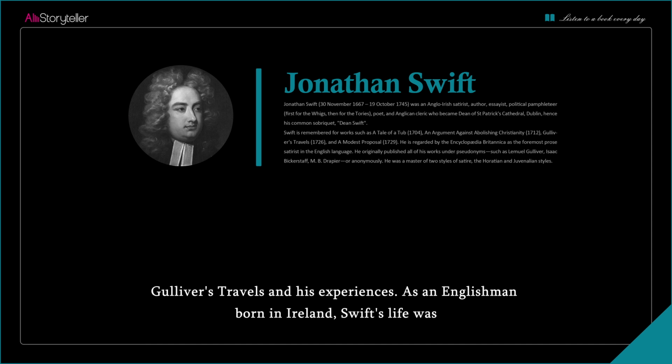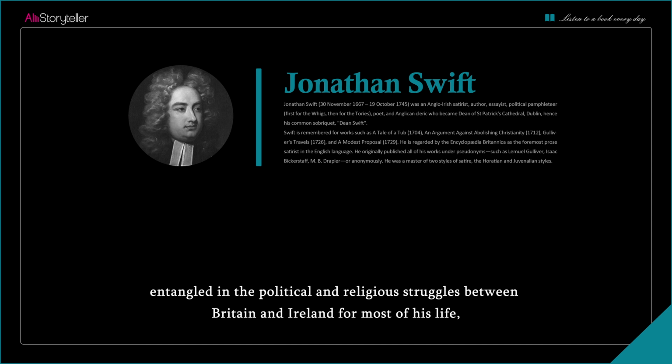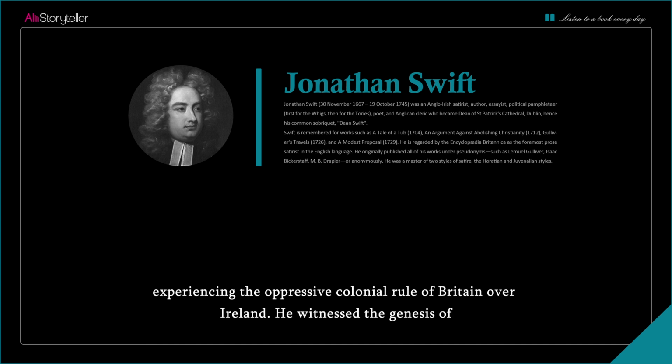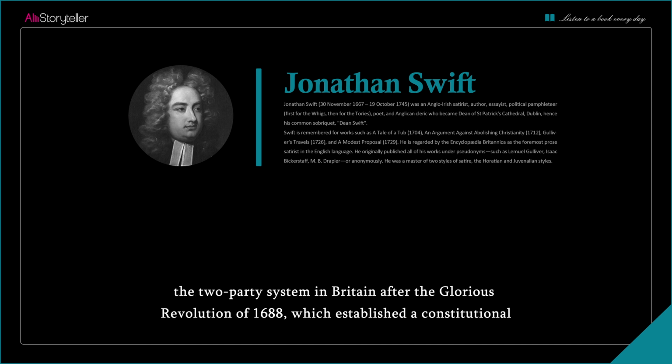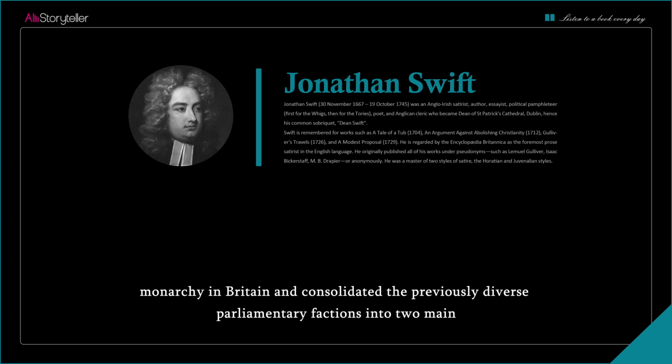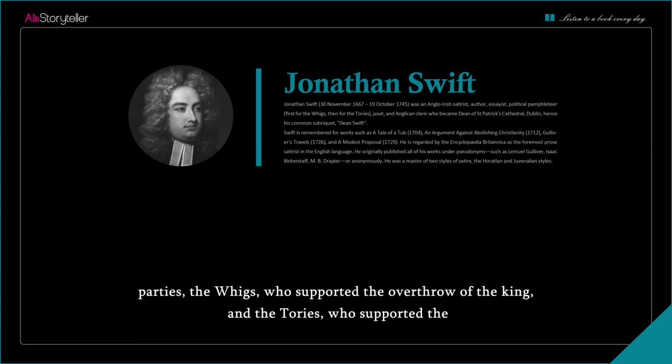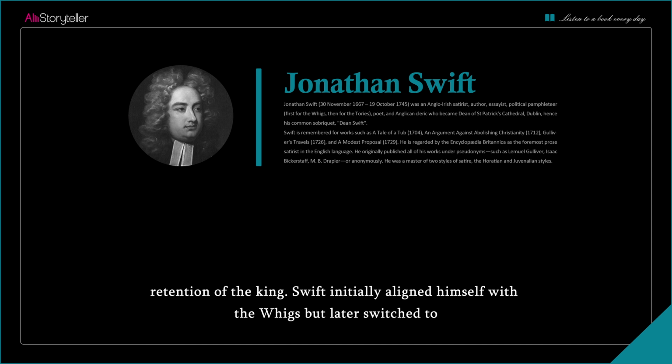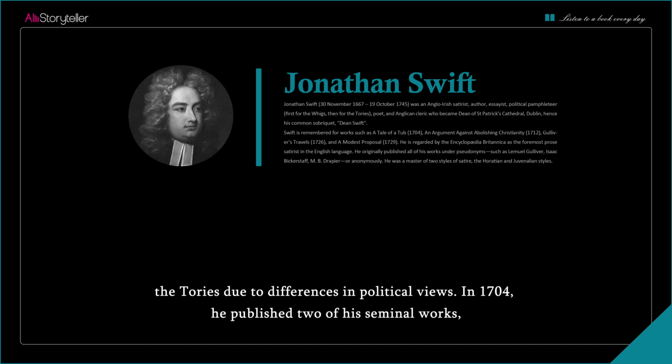As an Englishman born in Ireland, Swift's life was entangled in the political and religious struggles between Britain and Ireland for most of his life, experiencing the oppressive colonial rule of Britain over Ireland. He witnessed the genesis of the two-party system in Britain after the Glorious Revolution of 1688, which established a constitutional monarchy in Britain and consolidated the previously diverse parliamentary factions into two main parties, the Whigs, who supported the overthrow of the king, and the Tories, who supported the retention of the king. Swift initially aligned himself with the Whigs but later switched to the Tories due to differences in political views.